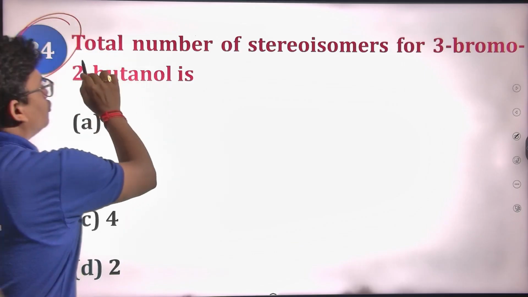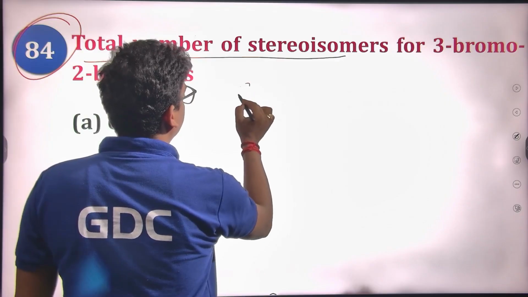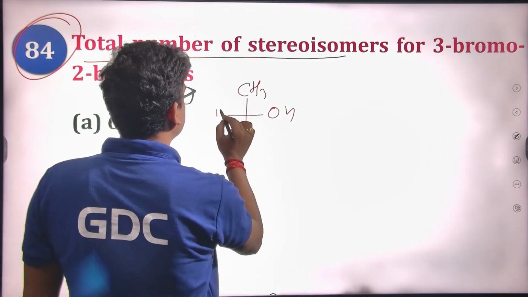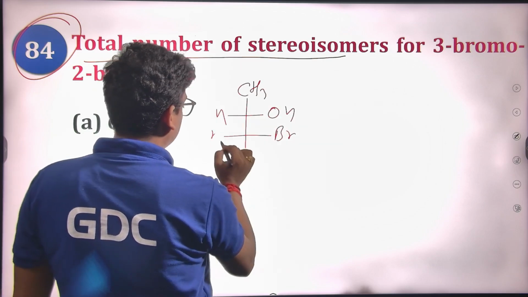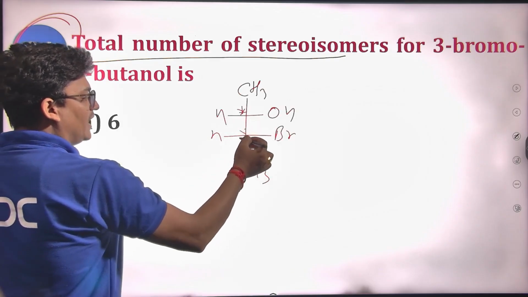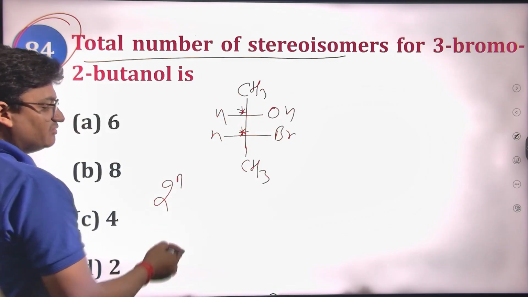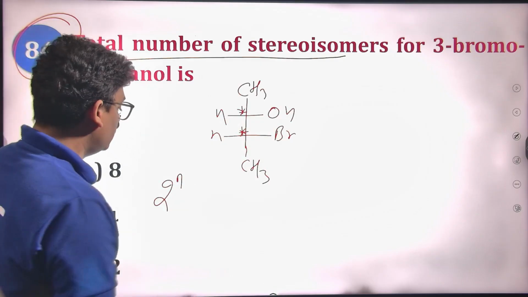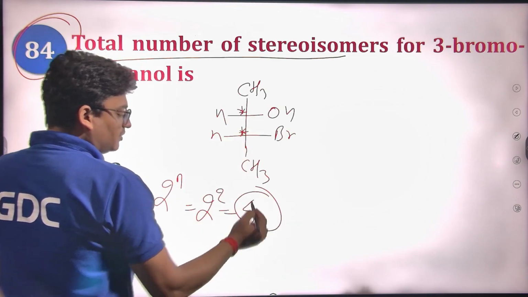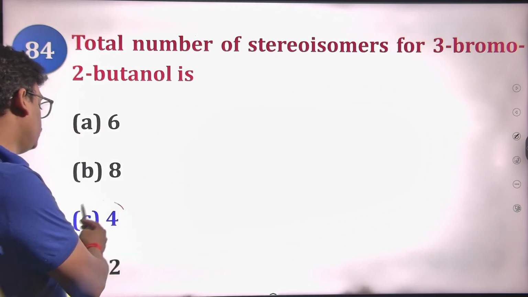Question number 84. Total number of stereoisomers for 3-bromo-2-butanol. We are having 3-bromo-2-butanol, okay, OH, H, and at 3 we are having bromine. So we are having one chiral center here, one chiral center here. There is no plane of symmetry, so we directly apply the formula 2 to the power n, where n is the number of chiral centers or stereo centers. So we are having one stereo center and one stereo center, that is 2 to the power 2, that will be 4. So the total number of stereoisomers in this structure is going to be 4.